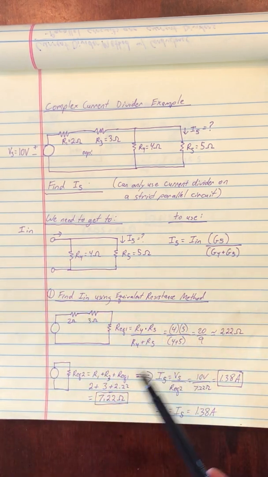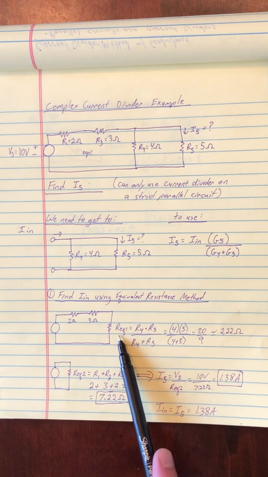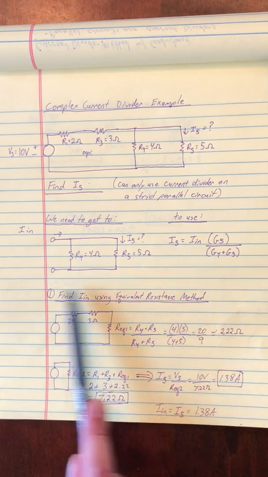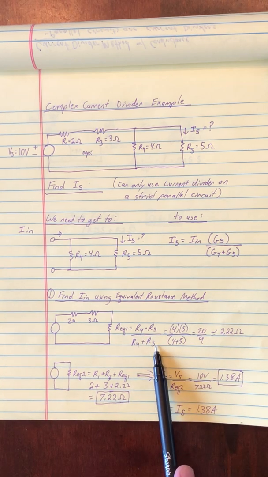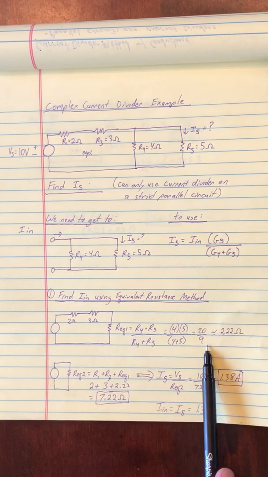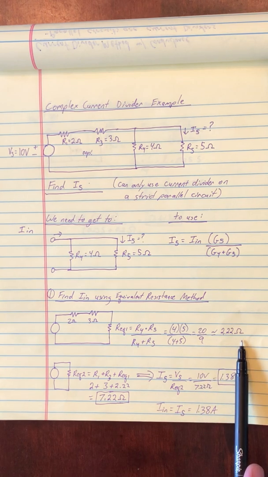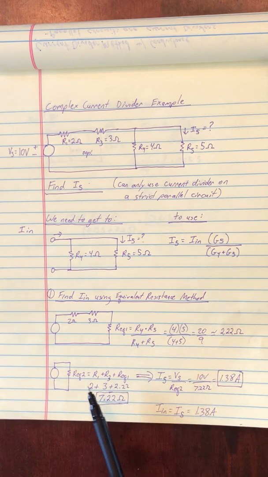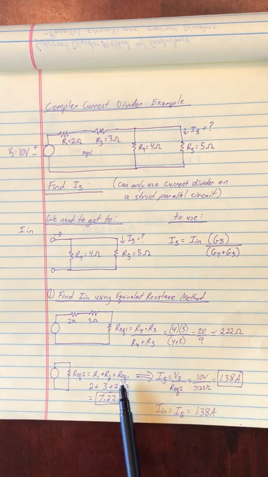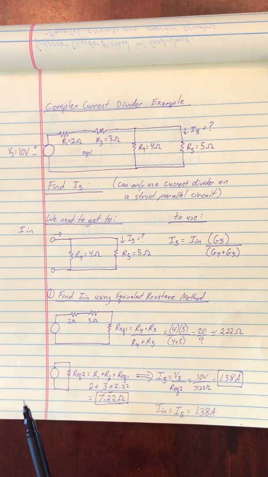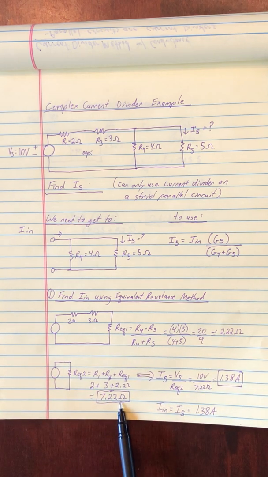So we can use the equivalent resistance method to do this. I find an equivalent resistance for the parallel combination, and by our shortcut, it's the product over the sum of R4 and R5. So we get 4 times 5 over 9, so that's 20 over 9, or about 2.22 ohms. And so then, knowing that that's 2.22 ohms, I can add that in series with 2 and 3 to get our equivalent resistance for the whole circuit, and that would be 7.22 ohms.